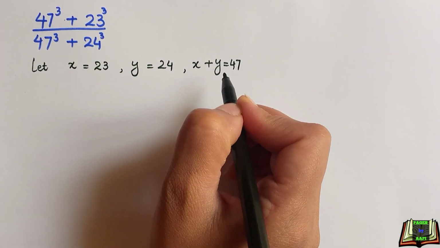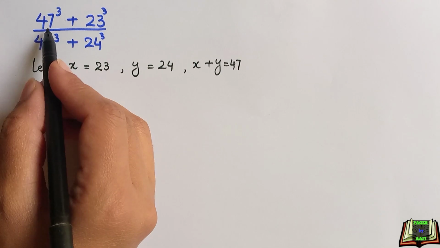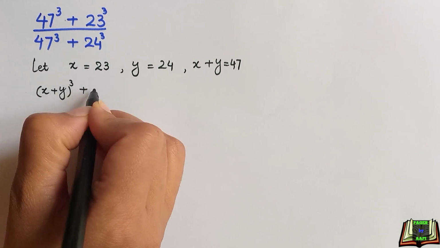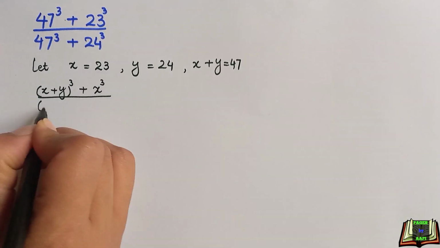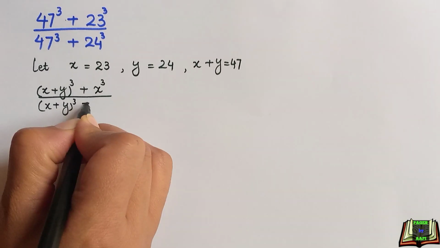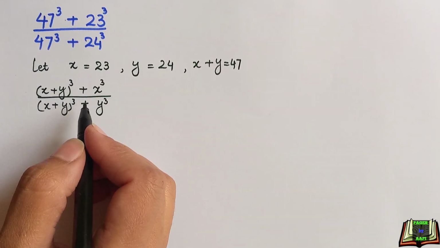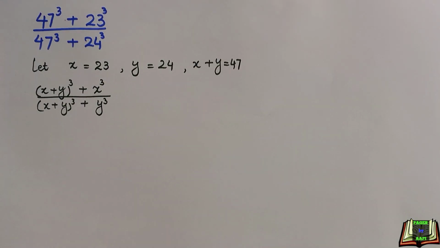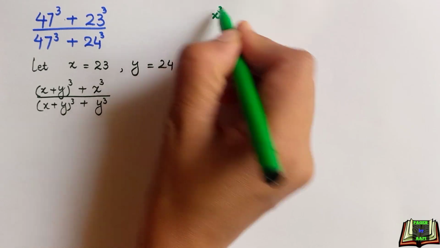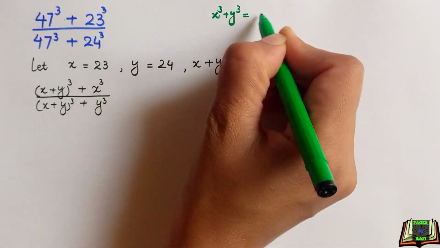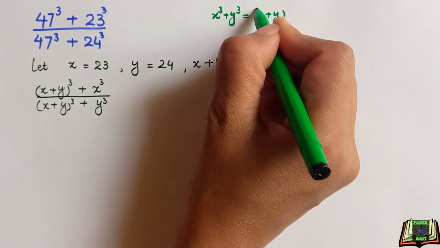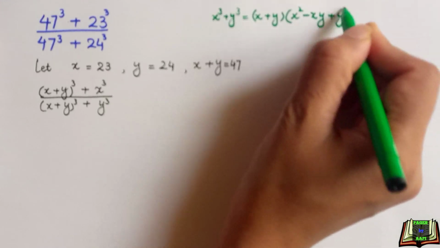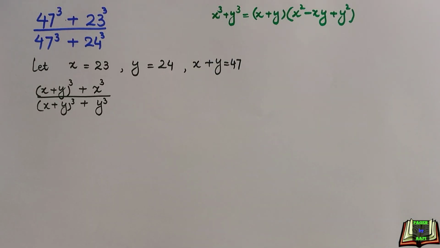Now let's substitute these values. We know that 47 is x plus y, so (x plus y) cube, plus 23 is x, so x cube, over (x plus y) cube, and 24 is y, so y cube. Now this is in the form of x cube plus y cube, so we are going to use the formula x cube plus y cube is equal to (x plus y) times (x square minus xy plus y square). We are going to use that formula here in the next step.